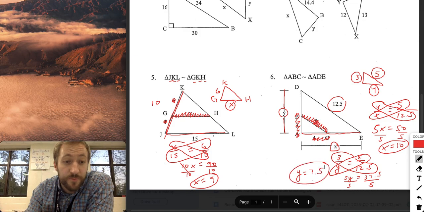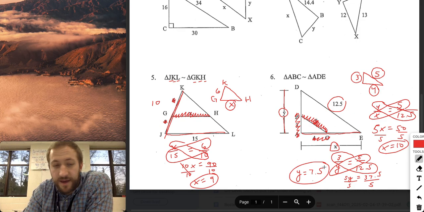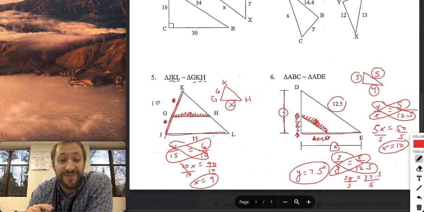All right, so that's how we set up proportions to find missing sides, okay? Again, to recap, it's new over old equals new over old, okay? As long as you have the new on the same shelf and the old on the same shelf, that's all that matters, okay? Whether it goes on the top or bottom is not important as long as they're on the same shelf.